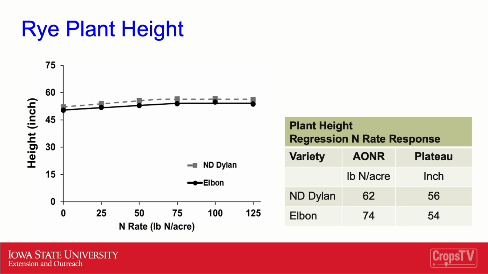This is the rye plant height at full head emergence and full height. Again, height is the vertical axis on the graphic, and there's not a lot of height difference either between the varieties or in response to nitrogen. There was a slight increase in height with nitrogen application, but it was really quite small, and it plateaued out at about 50 pounds of N per acre. And both varieties were about the same.